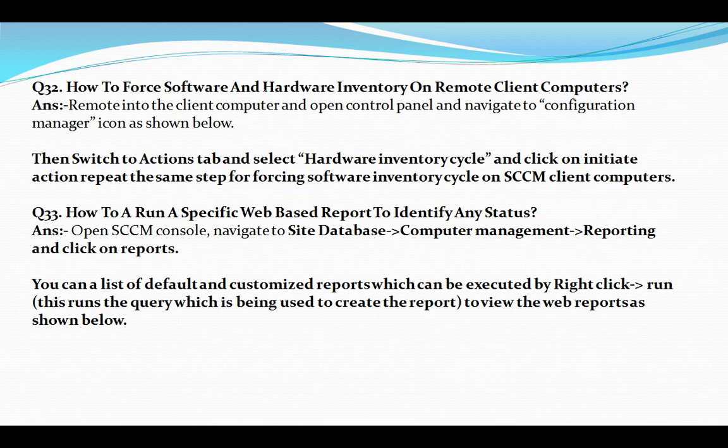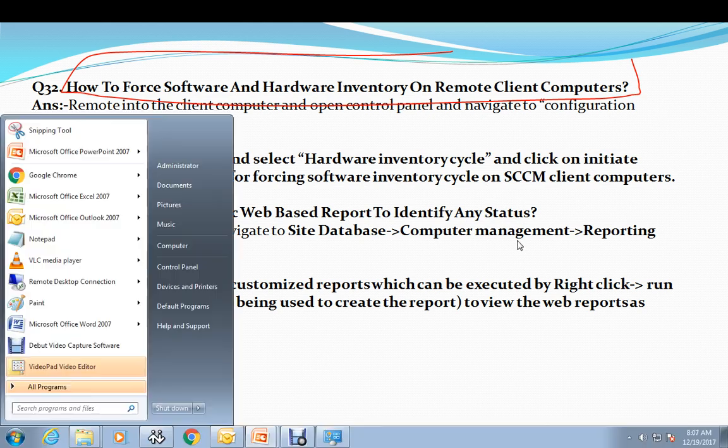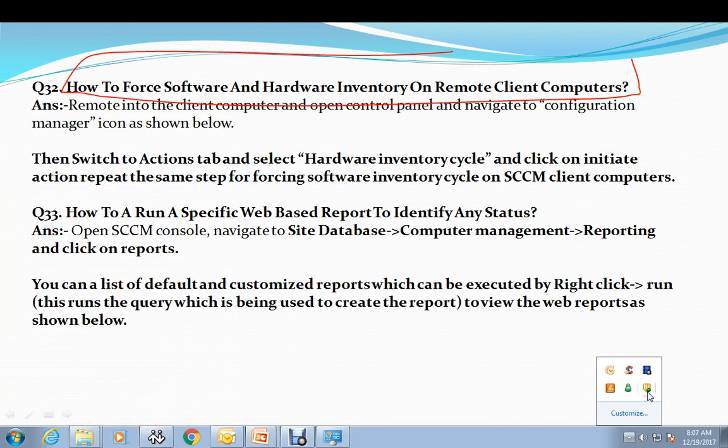Next question: how to force software and hardware inventory on a remote client computer? If you have a remote client computer and you want to force software and hardware inventory, how can you do it? Remote into the client computer, open the control panel and navigate to the Configuration Manager icon as shown. Apart from that, you just go like this, and from here also you can do it. Switch to the Action tab.